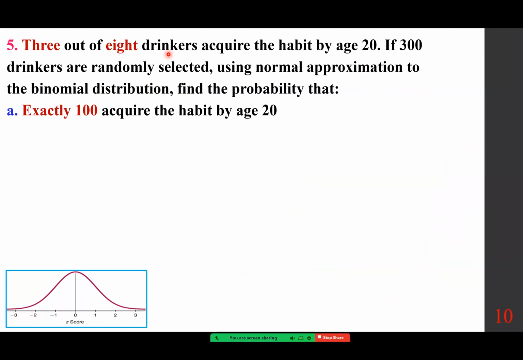Three out of 8 drinkers acquire the habit by age 20. If 300 drinkers are randomly selected, use normal approximation to the binomial distribution. Find the probability that exactly 100 acquire the habit by age 20.